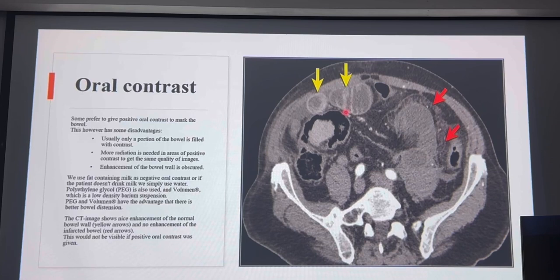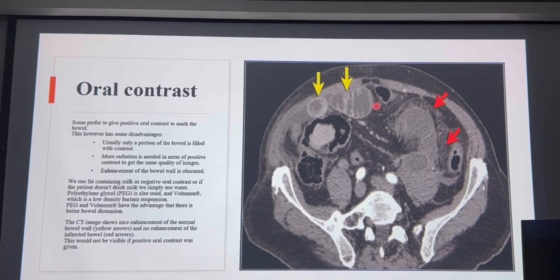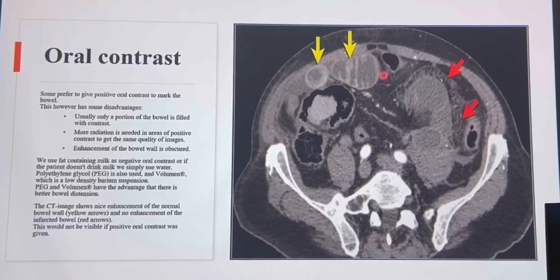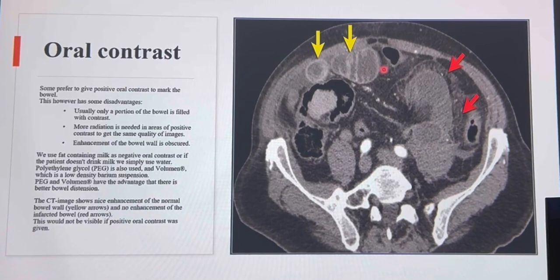But look at the oral contrast. There are 2 types of oral contrast, negative and positive. What do we mean by positive contrast? When we give iodine, water soluble iodine contrast. Negative is when we give water. Please differentiate between the 2 terms, okay? When I ask you to give a negative oral contrast, this means water. Positive means contrast, okay?